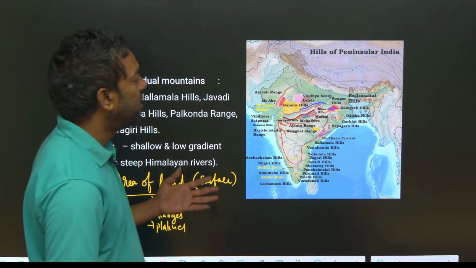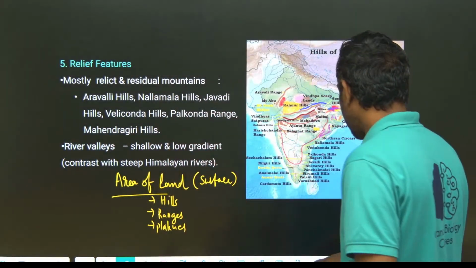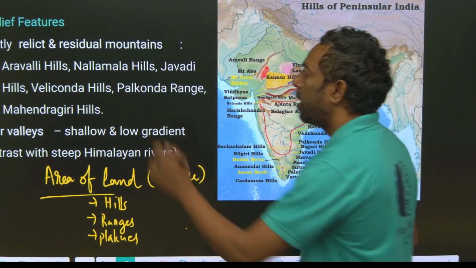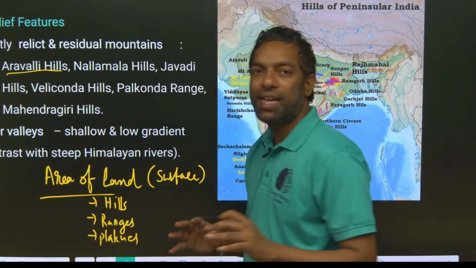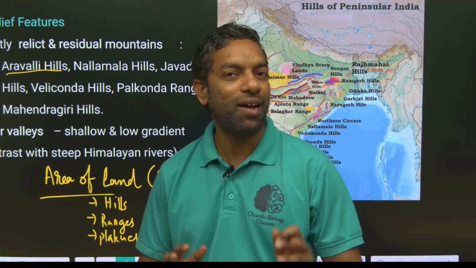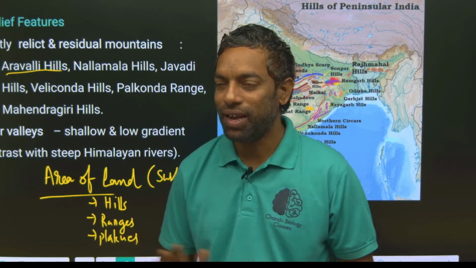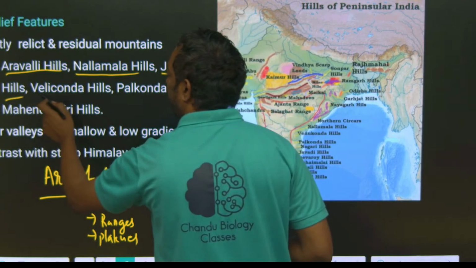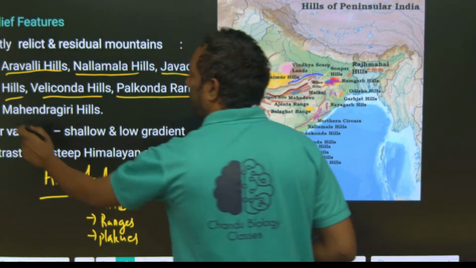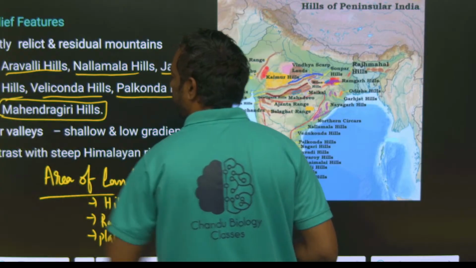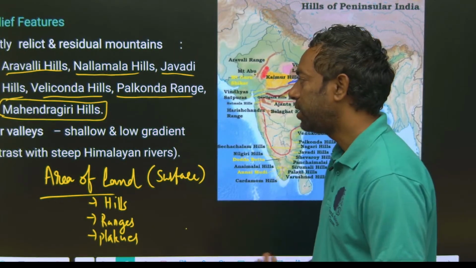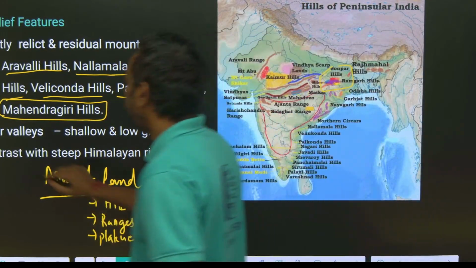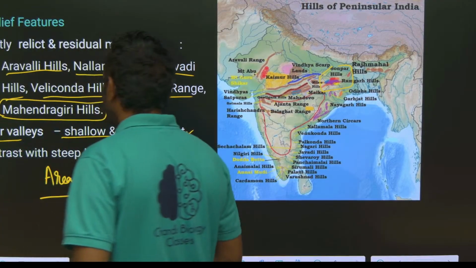Okay, and just look into here, the relief features of India. Aravalli Hills, the oldest mountain range is the Aravalli mountain range. Nallamala Hills and Javedi Hills, Valkonda Hills, Palkonda range and Mahendragiri Hills. This is the most important range, Mahendragiri Hills. In the eastern part of this place is Mahendragiri Hills, Rajmahal Hills, and river valleys like shallow, low gradient.